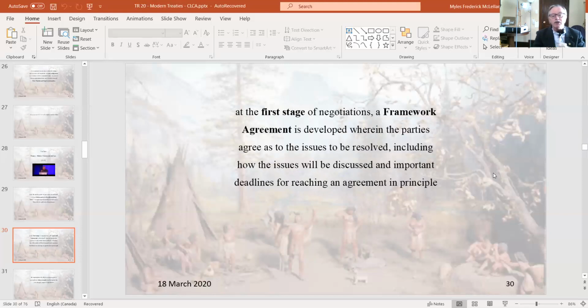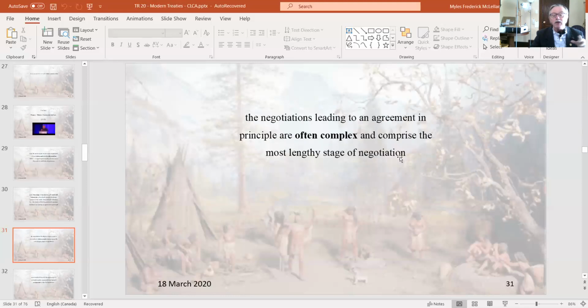The first stage of negotiations involves coming to what's called a framework agreement, which just makes sense. So this is simply an outline of what the future agreement is going to contain. This would set out the various chapters or topics in the contract or agreement going forward. So it's a blueprint to some degree as to what's going to follow with respect to reaching an agreement. It will also have deadlines so that the treaty process does not drag on forever.